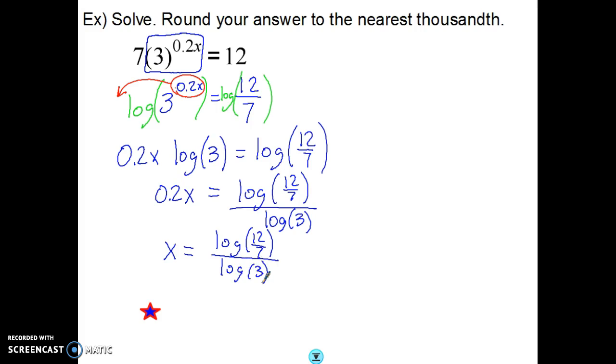And this is going to look a little messy because we're in a fraction of a fraction here, but I think this is the most intuitive way to write it, all divided by 0.2. That's pretty much exactly how you will write this in your calculator as well. You will type in log 12 divided by 7, close parentheses, divided by log 3, close parentheses, divided by 0.2. And in the end, you should come out with this number here, 2.453, because we were asked to round to the nearest thousandth.